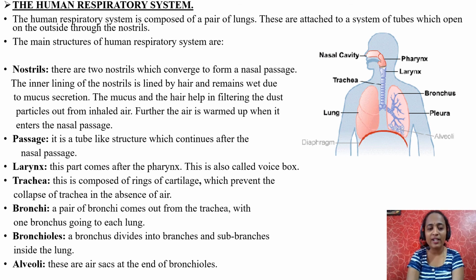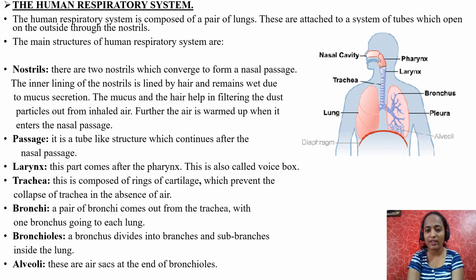Next, bronchioles. The bronchi are further divided, just like tree branches, into primary, secondary and tertiary bronchioles. A bronchus divides into branches and sub-branches inside the lung called bronchioles. At the end of each bronchiole, can you see balloon-shaped structures? These are called alveoli, also called air sacs. These are air sacs at the end of the bronchioles.